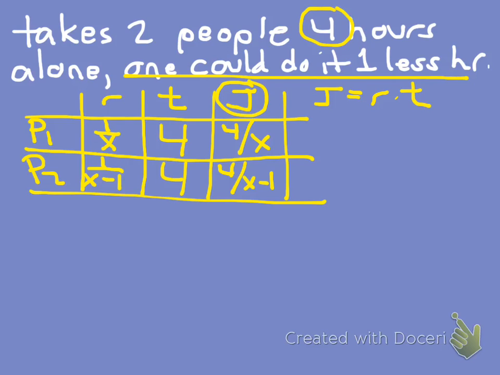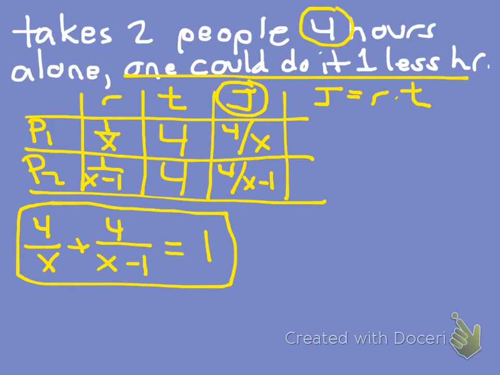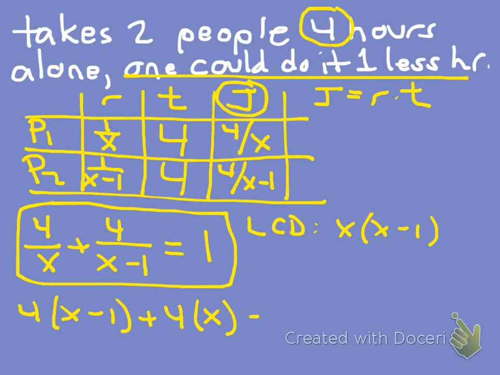So we take the fraction of job that's been done for person 1, we add it to the fraction of the job done by person 2, and they will finish one job. So these look like problems that we've had before, and keep in mind what we do with problems like this, from chapter 7, is we want to multiply through by the least common denominator. The LCD here is x times x minus 1. If we do that here, we will end up with 4 times x minus 1 plus 4 times x equals x times x minus 1.